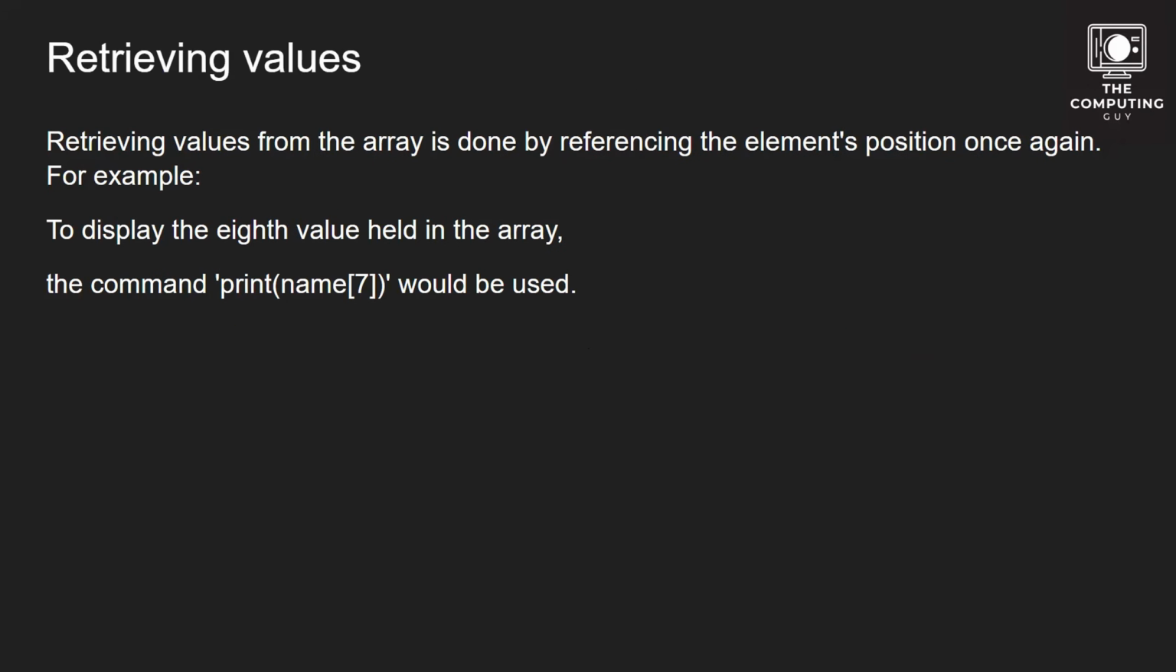Now, in order for us to retrieve the value of an array when we're printing out to the console, we need to make a reference to the index. As you can see in the example, we've got the command print name and then the reference to the index 7, which will give us the 8th value in the name array. What we're going to do now is look at some practical examples of how to use an array. We'll also look at the methods we can use when using an array to utilize its usefulness.